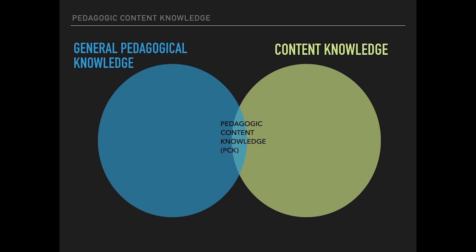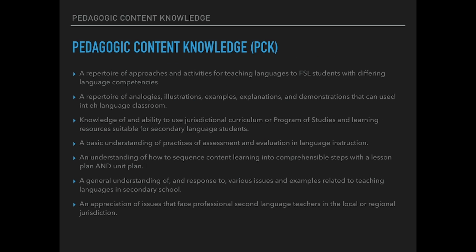Another way of looking at pedagogic content knowledge, which I typically call PCK, is that it consists of a repertoire of approaches and activities that you need to teach second language students with differing linguistic competencies, meaning that you pull out different strategies for teaching if you're teaching a real beginner group of students or a more intermediate group of students. Similarly, if you're teaching a beginner group but they're 5 years old versus 12 years old versus 15 years old versus 30 years old, you might have to alter some of those strategies.